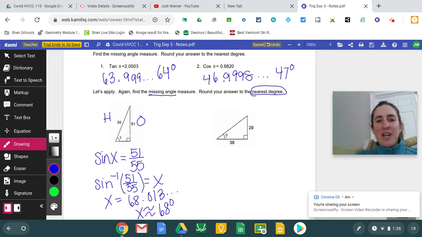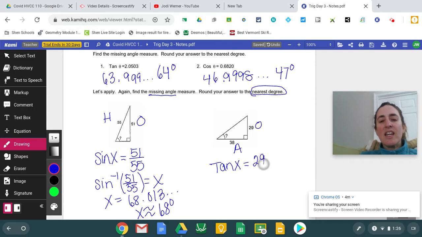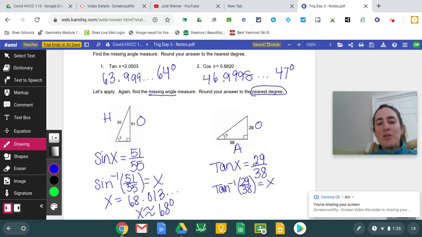Oh, that was fun. Let's try another one. Here's my reference angle with the question mark. This is my opposite, and this is my adjacent. So I'm going to do the tangent this time. Tan of x is equal to 29 over 38. Again, I don't want to cross multiply because I'm looking for the angle, and that angle is attached to the function. So I want tan to the -1 of 29 divided by 38. That's going to give me the actual angle.